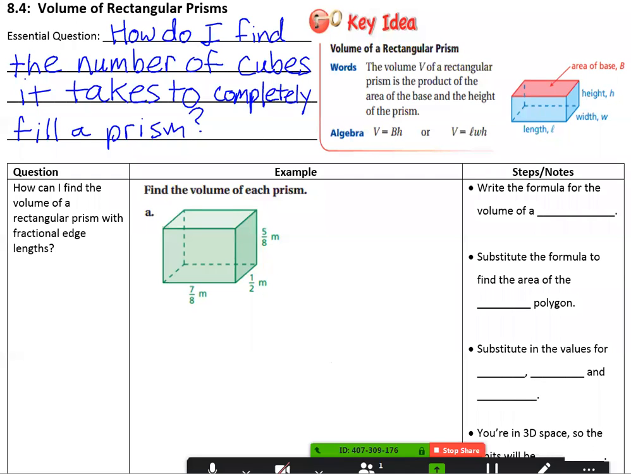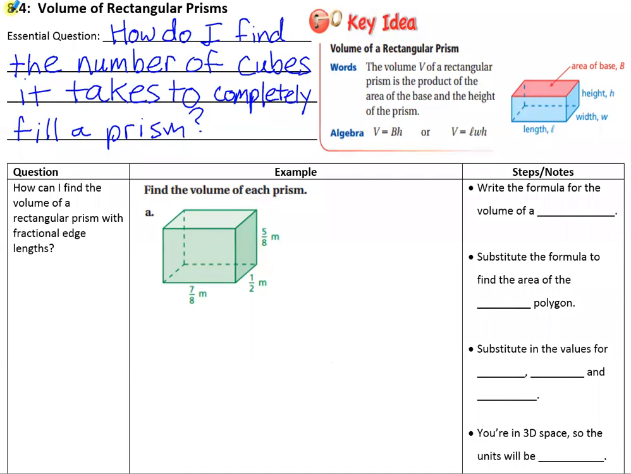Math 6 students, today we are talking about volume, chapter 8 section 4. Volume, I'm not talking about how loud something is, of rectangular prisms. All right, the essential question: how do I find the number of cubes? We've only talked about the number of squares. Cubes it takes to completely fill a prism.